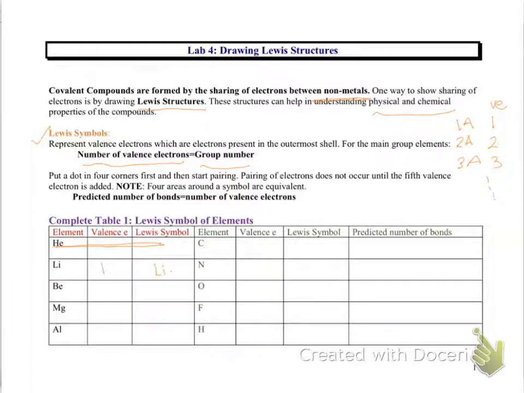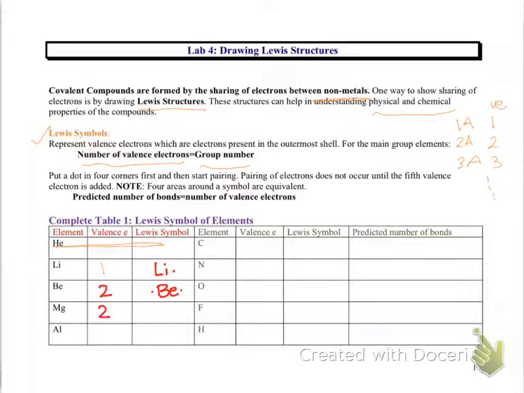Now that dot can be anywhere around lithium, in any of the four corners, here, here, or here. But remember, we have to put only one dot. Lithium with one dot. Beryllium is in the second A group, so it has two valence electrons, so there will be two dots. Now do not pair them up unless we are done putting a dot in each of the four corners. You can pick this corner, any corner you can pick.